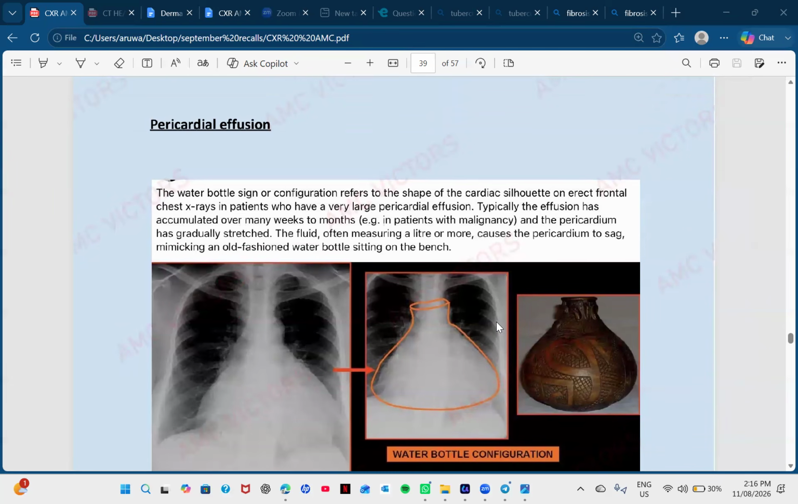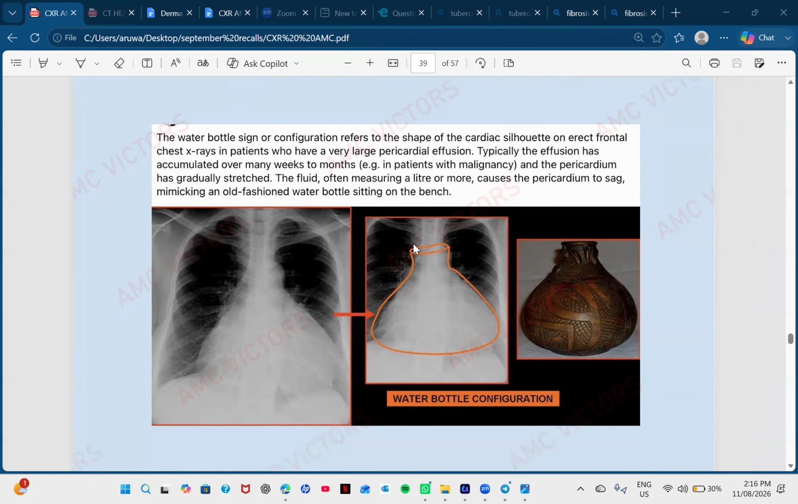The next thing is pericardial effusion. How does it present? Effusion means fluid accumulation, right? Remember pericardial effusion as the water bottle sign. Can you see it's like a pretty water bottle, like an ancient water bottle.